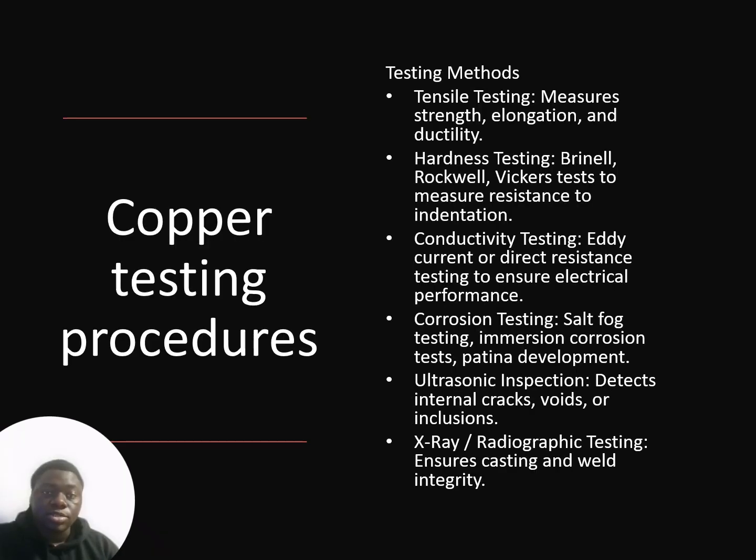Copper testing procedures. Some testing methods for copper are tensile testing, which measures strength, elongation, and ductility. Hardness testing, for which they use Brinell, Rockwell, and Vickers tests to measure resistance to indentation. For conductivity testing, they use eddy current or direct resistance testing to ensure electrical performance.